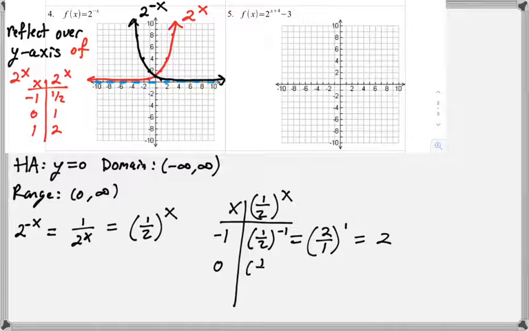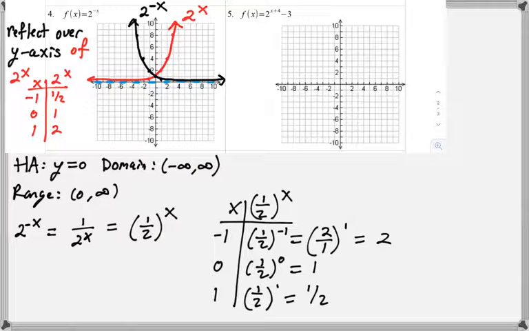Then we evaluate it at 0, so 1/2 to the 0 power is just 1. And so that gives us 0, 1. And then finally, 1/2 to the first power is just 1/2. And so that gives us this point right here. So all the points are accounted for there. And so we've graphed this same thing in 2 different ways.